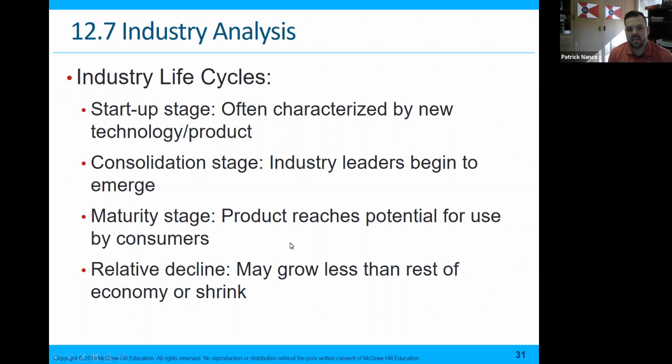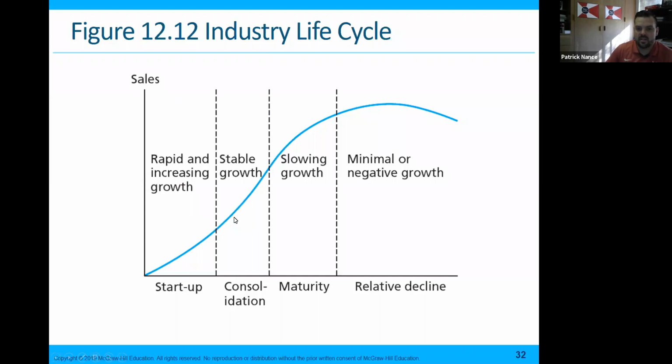So, industrial life cycle, and this also works for product life cycle. The startup stage is often characterized by a new product or technology. After that comes a consolidation stage where industry leaders begin to emerge. Then there's the maturity stage where the product reaches its potential for use by consumers. And then the relative decline, where it may grow less than the rest of the economy and shrink. So this is what that looks like in graphic form.